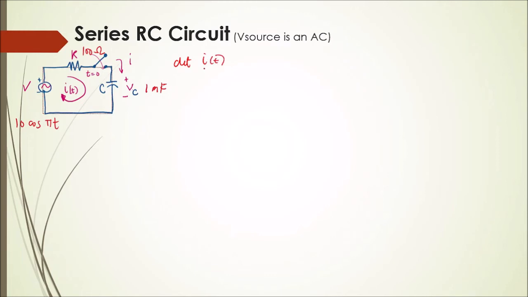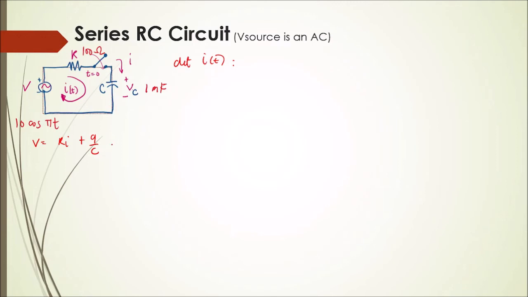Current man siya. So, what do we do? So, using KVL, our corresponding equation is V is equal to Ri plus Q over C, no? The voltage across the capacitor.